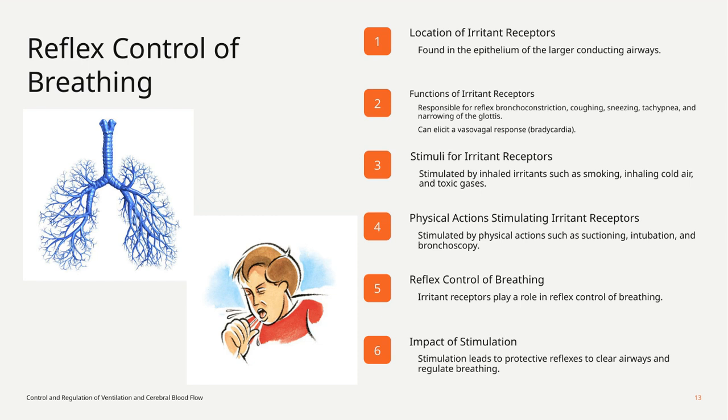Interestingly, stimulation of these receptors can also trigger a vasovagal response, resulting in bradycardia, or a slowing of the heart rate. This illustrates how interconnected our respiratory and cardiovascular reflexes are. Overall, these irritant receptors play a critical role in safeguarding our respiratory system by detecting harmful stimuli and activating reflex responses to protect us from potential harm.